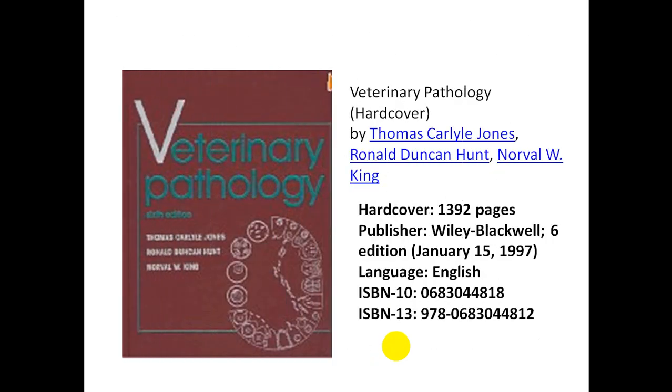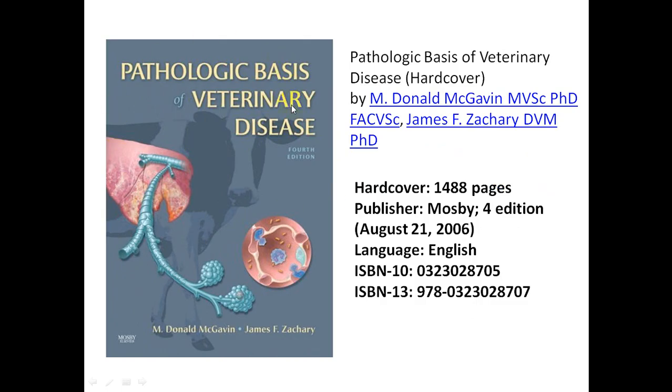This is a book that is used for this subject. We use veterinary pathology books from Jones, Hunt, and King. And this is our main textbook, Pathologic Basis of Veterinary Disease. I think you can get this book in the LSE if possible, but maybe it is difficult for now. But I think some online sources also provide this kind of book.